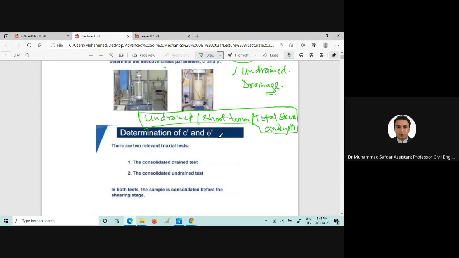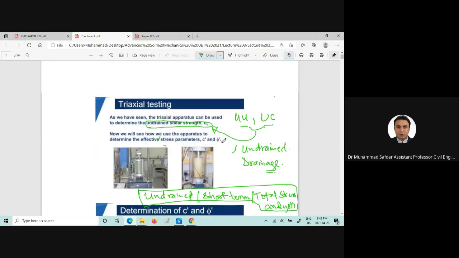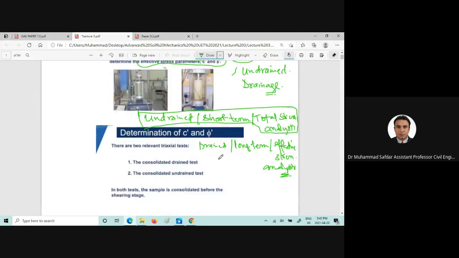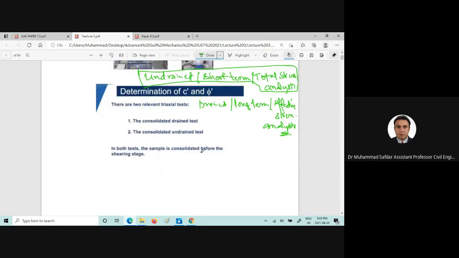Now, in case of drained analysis or long-term analysis, or we can say effective stress analysis, we need to find out the effective strength parameters, for example, C prime and Phi prime. Now, in order to obtain these effective shear strength parameters, we need to perform the consolidated undrained test and consolidated drained test.